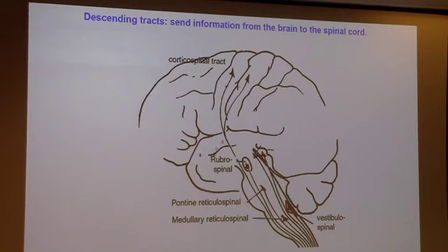The other one is the rubrospinal tract, which goes from the red nucleus in the midbrain and controls the upper limb or arm movement. We also have two reticulospinal tracts, which come from the reticular formation in the brainstem. So we have two types. One is the pontine reticulospinal tract, which comes from the pons. The other one is the medullary reticulospinal tract, which comes from the medulla.